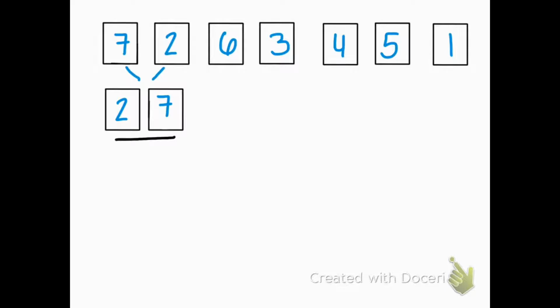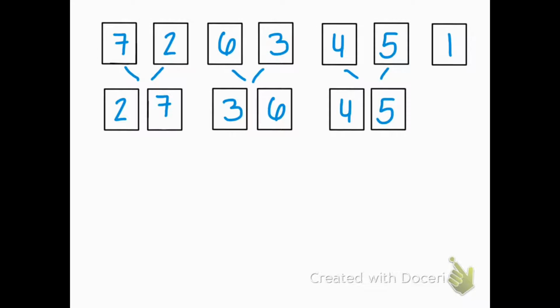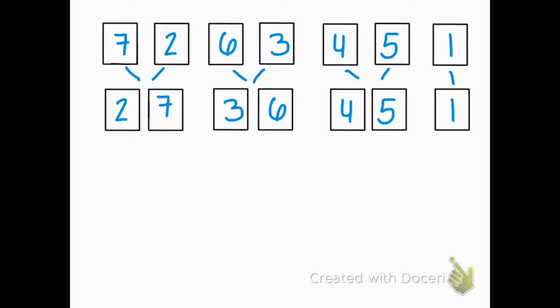So let's repeat that process. Is 6 less than 3? No. So these need to be switched as well. Is 4 less than 5? Yes. So these are in the right order. And now, because there are no individual cards left, the one can be compared to anything else. So this, by default, is already sorted and in order. Now, as you can see, we've merged the individual cards to form lists, but we don't have one big list yet, so we have to keep merging.